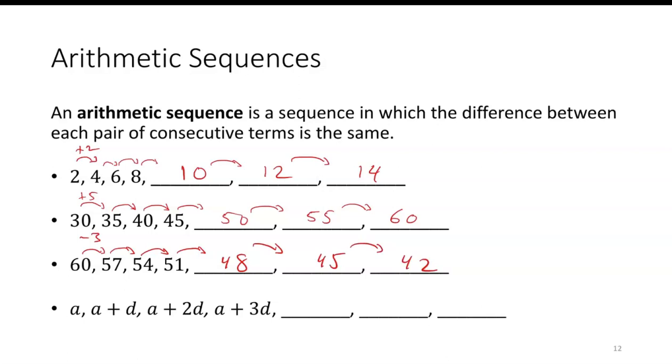In general, if you have a starting point A, then if you add D, you're at A plus D. If I add another D to it, then it becomes A plus 2D. If I add another D to it, it becomes A plus 3D. And then if I add another one, it'd be A plus 4D, then A plus 5D, then A plus 6D.